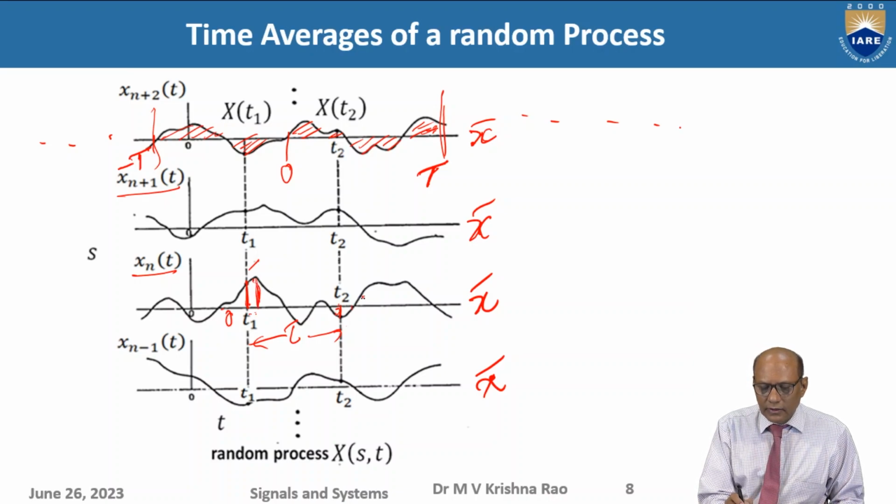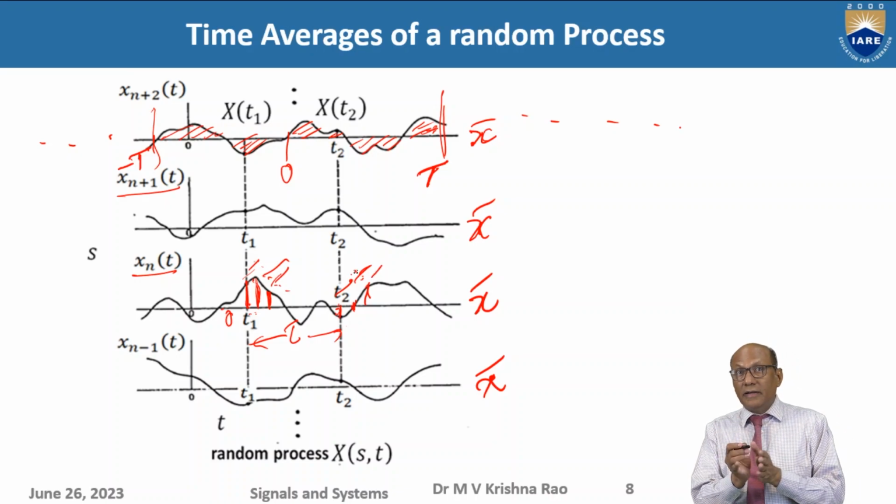Take one value here, same tau, this one. Third one, this value. And here, this third value, these two, because they are separated by tau. First two values are separated by tau. Second two values are separated by tau. Third two values are separated by tau. All are at a time tau.